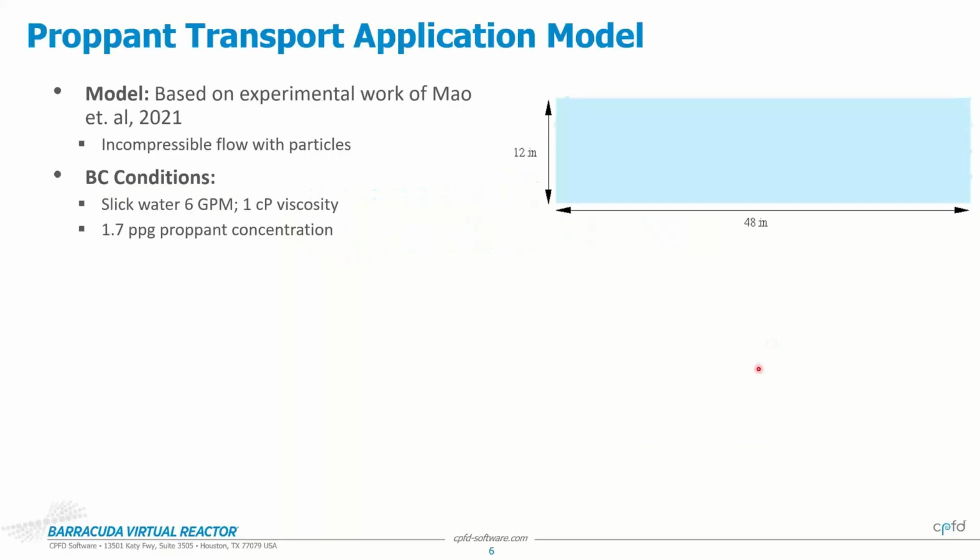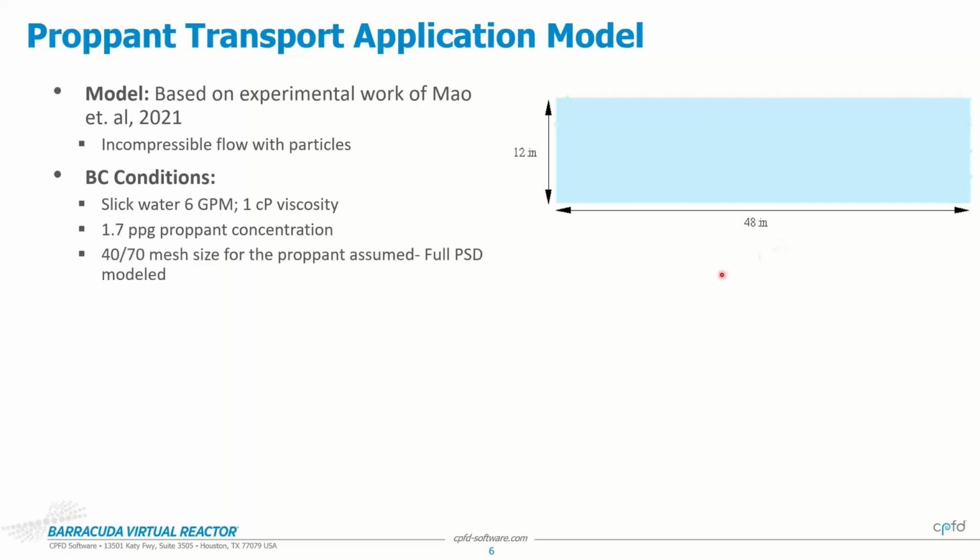As Peter was pointing out, generally these application models are based on some publicly available literature. So in this case, we happen to take the geometry from this experimental work of Mao down here. So this is a 4 feet by 1 feet fracture. There are 3 inlets to the right down here, and there are a couple of outlets on the left here. We're injecting slick water at 6 gallons per minute, 1 centipoise viscosity, and the proppant concentration is 1.7 ppg.